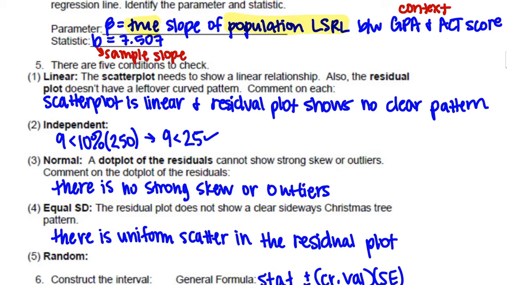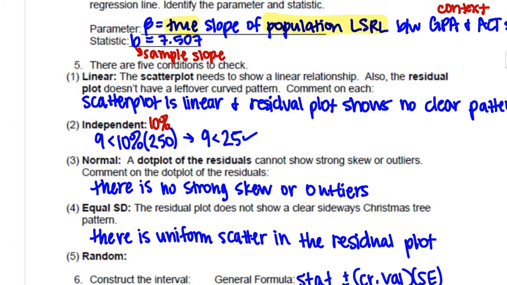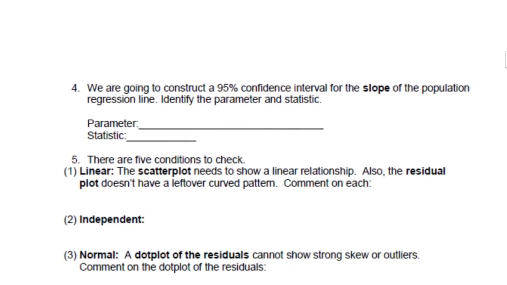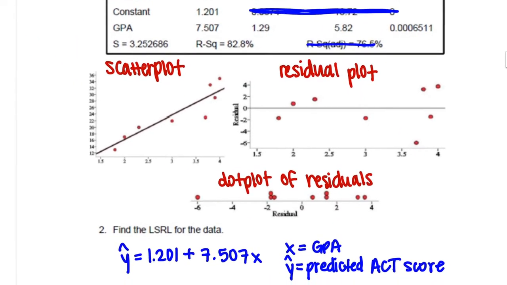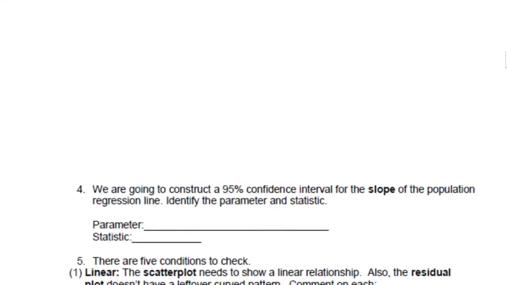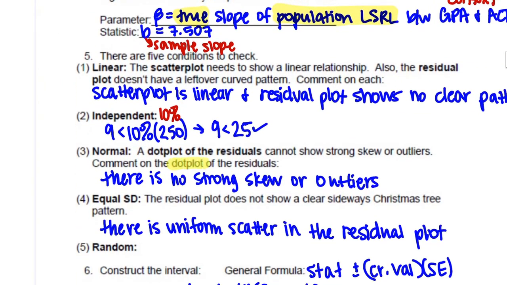Then here we were checking the conditions, so that, like I said, the independent condition is the 10%. The linear condition is we can look at the scatter plot or the residual plot, whichever one is provided. In this case, we had both, and so we did both. And then normal, we look at the dot plot of the residuals, and so we had the dot plot so far back right here, and there's no strong skew or outliers in that. So what we could do is just copy that down while we're checking, or just refer back to it. And so make sure you just look at the dot plot of the residuals.